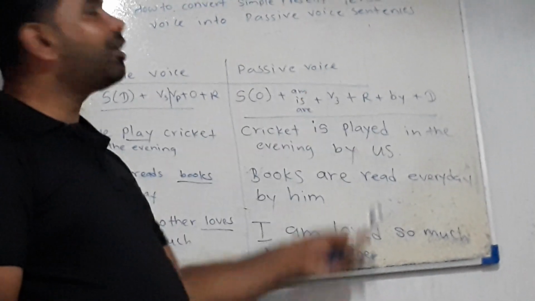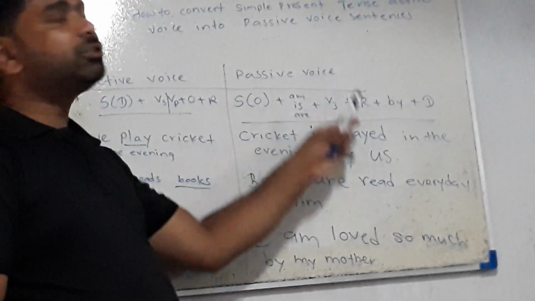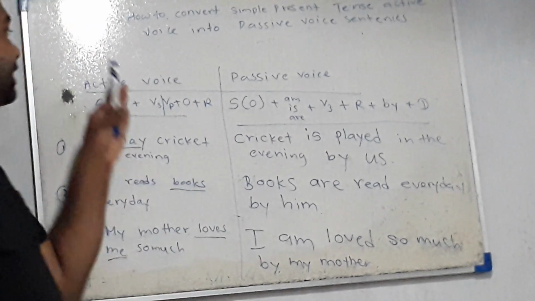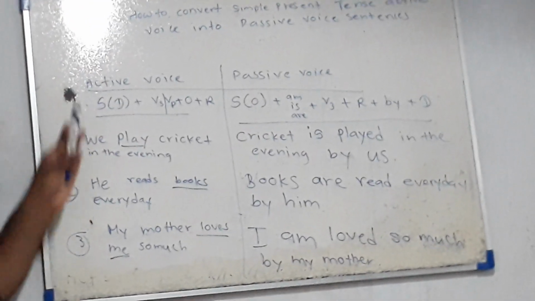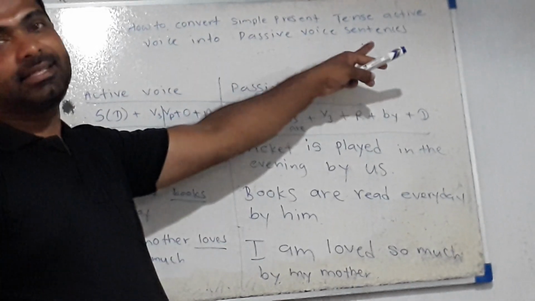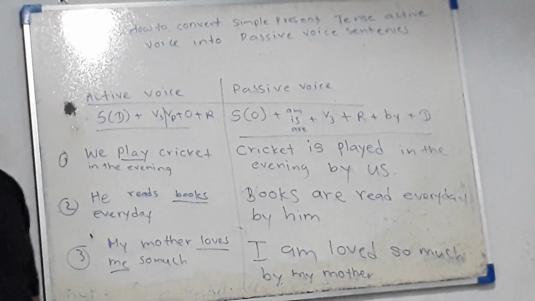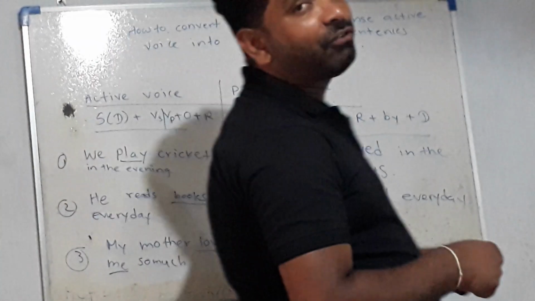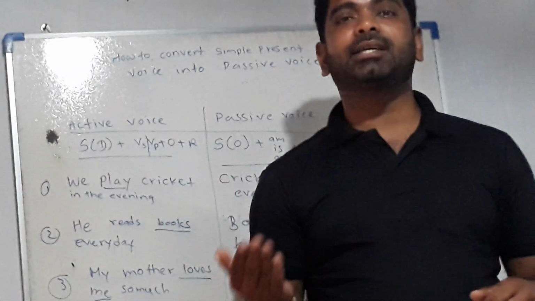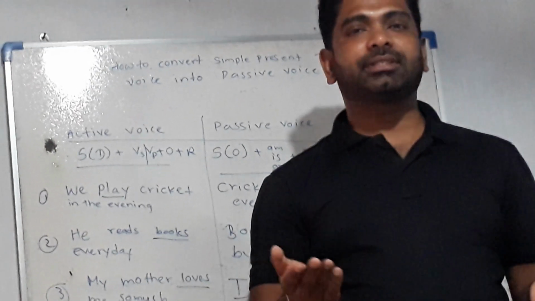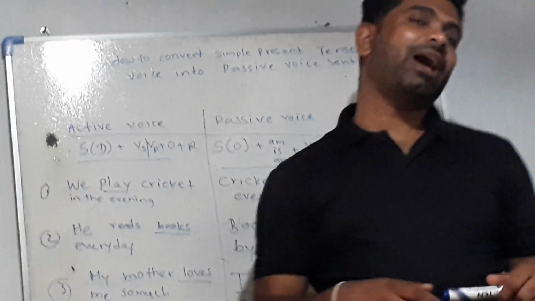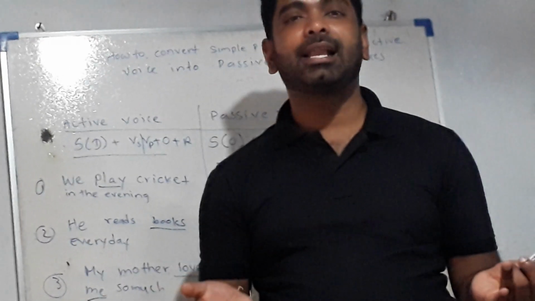Remember, in every passive voice sentence, you need to use the third form of the verb or the past participle, and in the passive voice of simple present tense, remember there is a rule, that means subject and verb agreement. If the subject is singular, you need to use a singular verb. If the subject is plural, you have to use the plural verb.